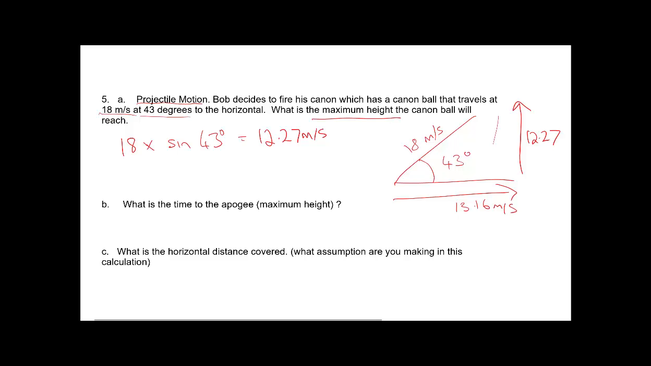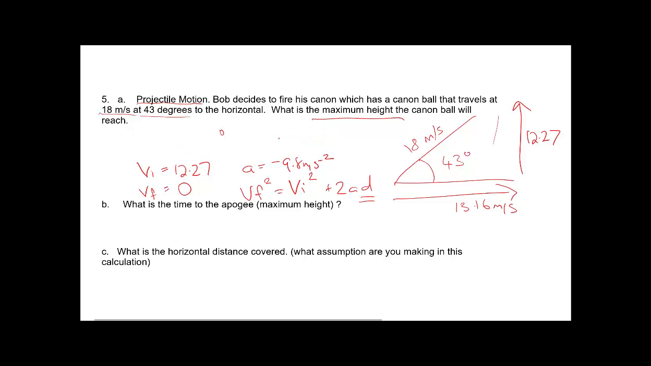Actually, we'll do this first because obviously it's the maximum height we're looking for. So we know that the initial velocity is 12.27. We know the final velocity at the peak is going to be 0. We know acceleration equals minus 9.8 meters per second squared. And if we look at the formula, the one that makes sense is Vf squared equals Vi squared plus 2AD, because the D is going to be the distance we're interested in.